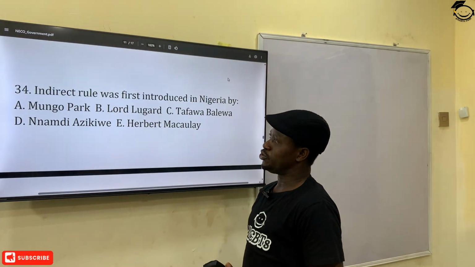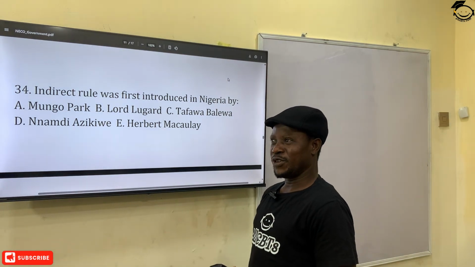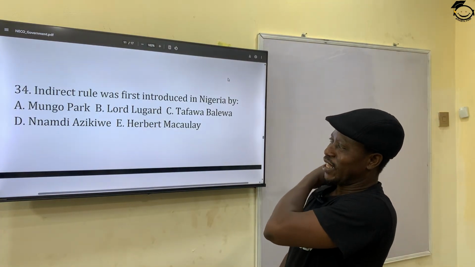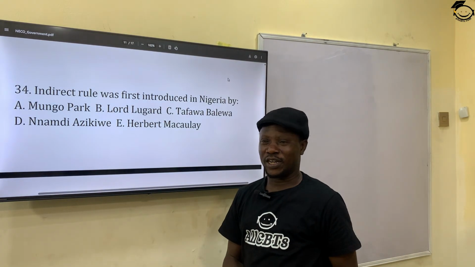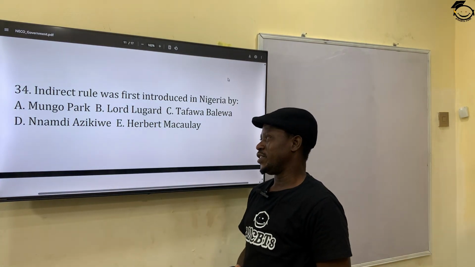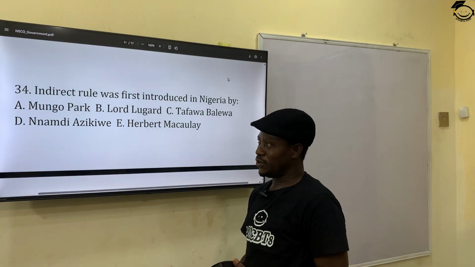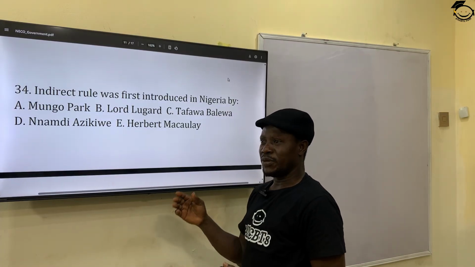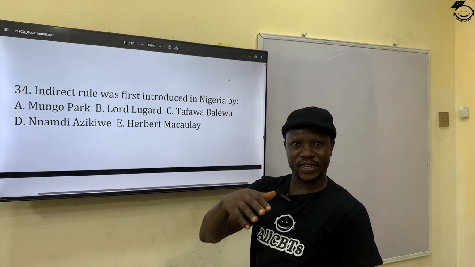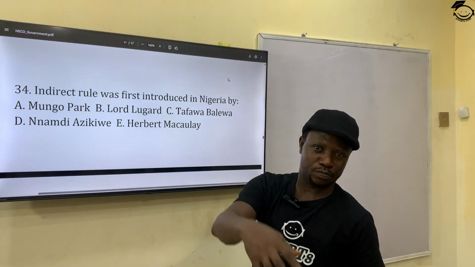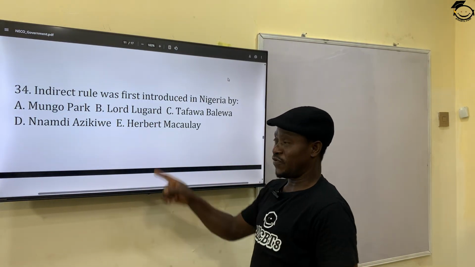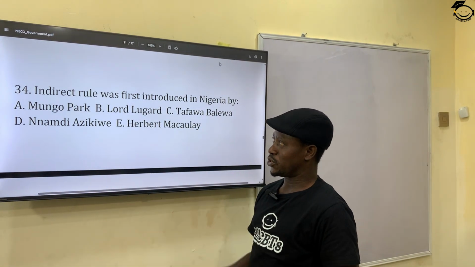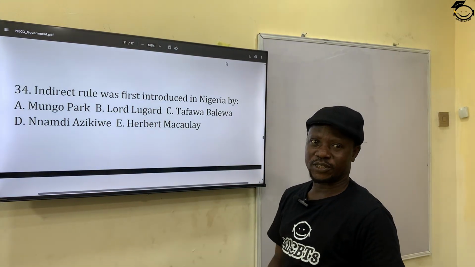Indirect rule was first introduced in Nigeria by... of course, you know that indirect rule took place under the British colonial administration in Nigeria, and the master of British colonialism in Nigeria was who? Lord Frederick Lugard. He was the one that introduced the indirect rule system in Nigeria as a means of using traditional rulers to govern the people. Okay, that is indirect rule. And in fact, he wrote a book to justify that called Dual Mandate. When we get to lecture period, we'll discuss more on that. Okay, let's see the next question, please.